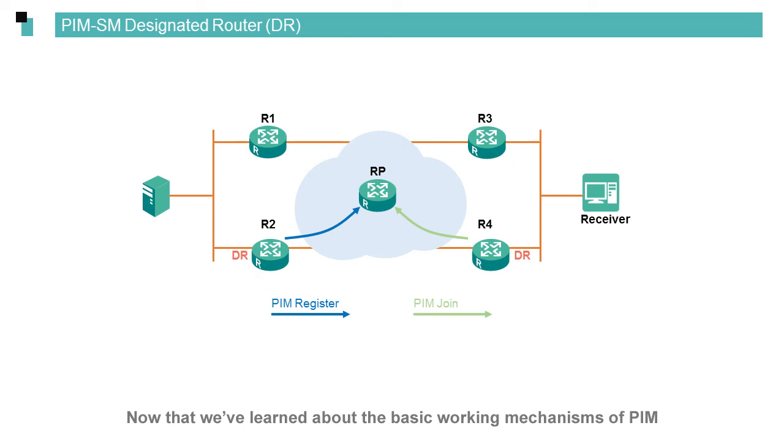Now that we've learned about the basic working mechanisms of PIM, let's move on to another concept in PIM-SM, the designated router. A DR is elected on a multi-access network segment and plays an important role for networks where a multicast source and multicast group members reside.